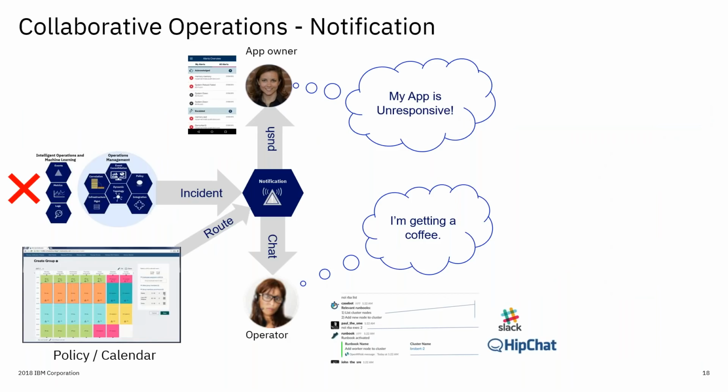So let's go through a real quick scenario. We've got something like collaborative operation notifications. We've got incidents and policies coming in. We see it. The notification goes out. It goes to the operator and to the app owner.